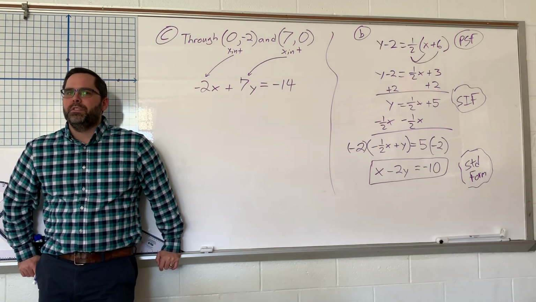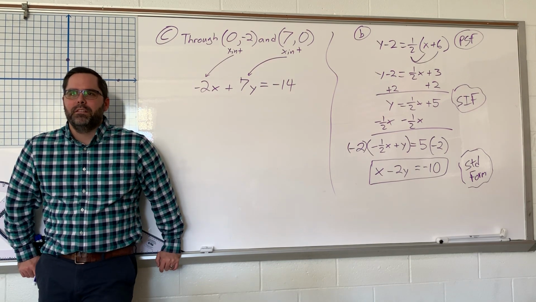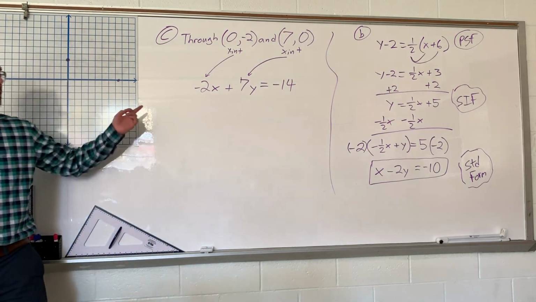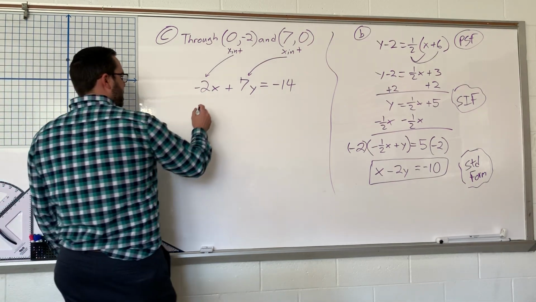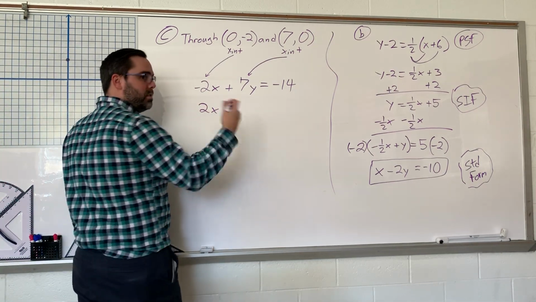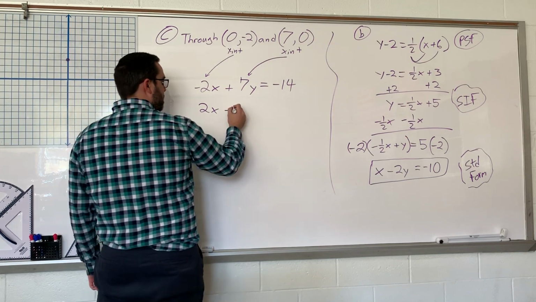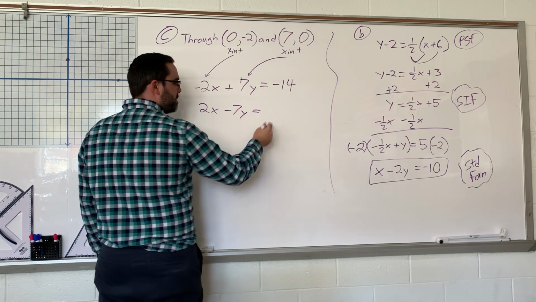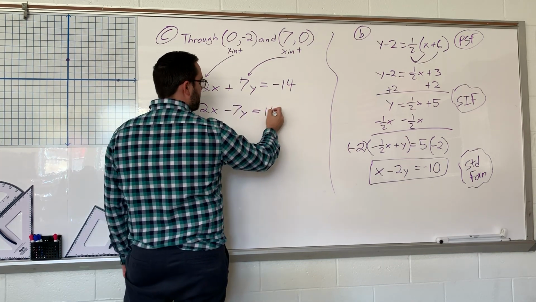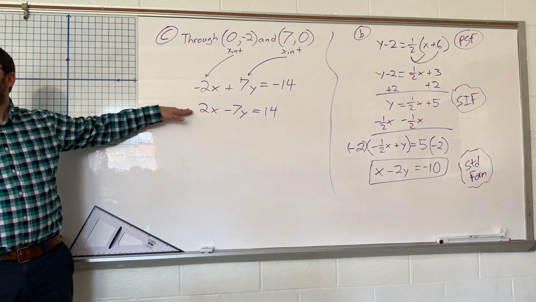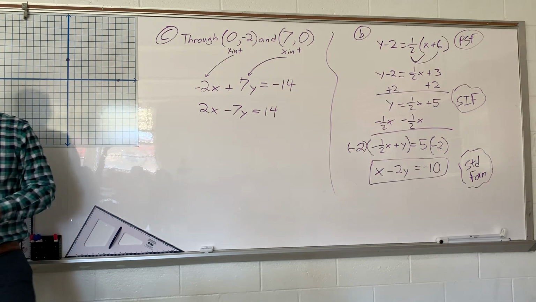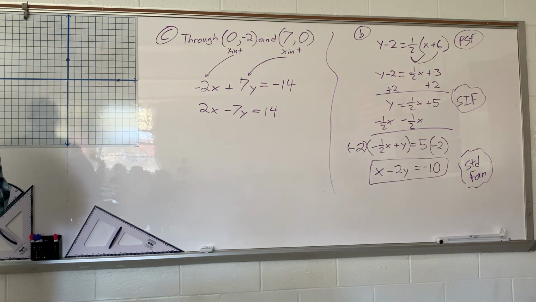All right. Was that what you guys had your hands up for? Yeah. Is this in standard form? No. So I just have to change it real quick. So this becomes 2x minus 7y equals. How did I get from here to here? I just multiply by negative 1, which is essentially changing all the symbols.